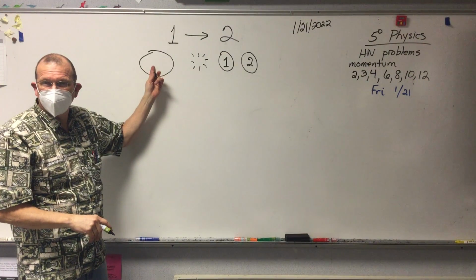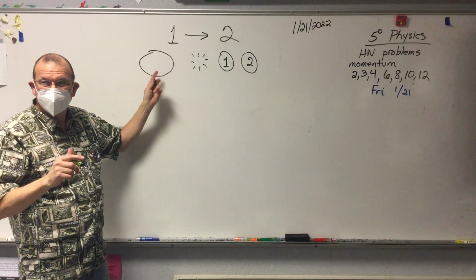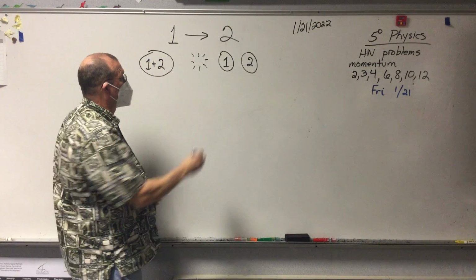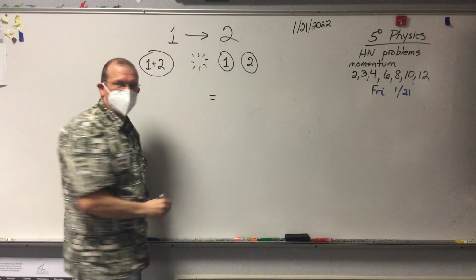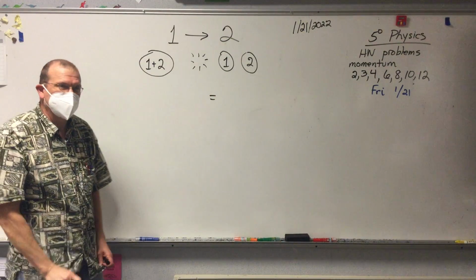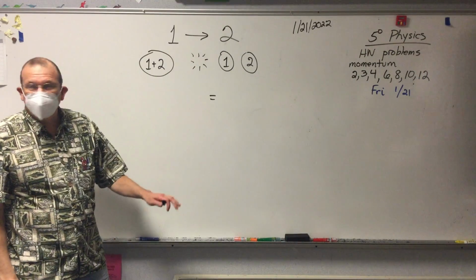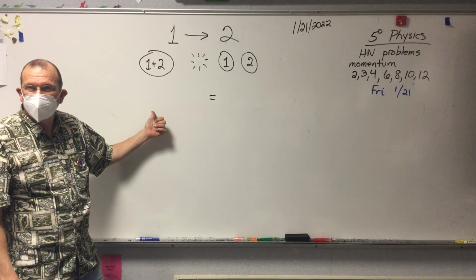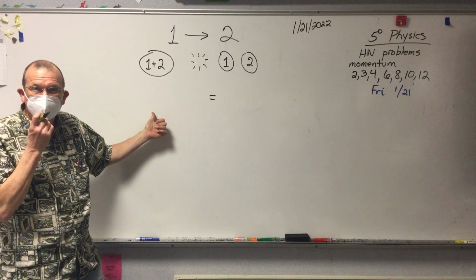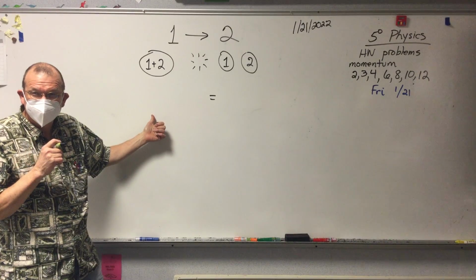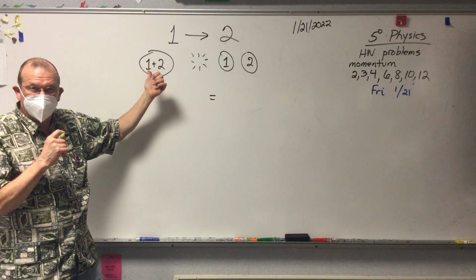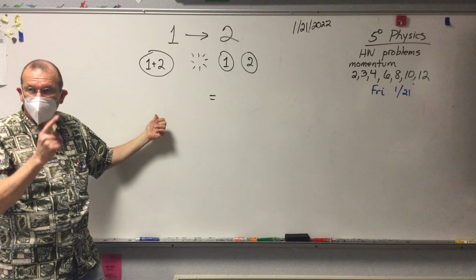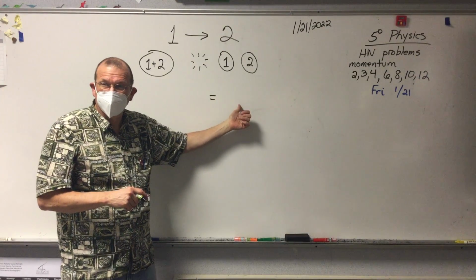What goes over here then? 1 plus 2. 1 plus 2. Okay? So if I go, let's come up with the math for this. How many terms will I have on the left? How many objects do I have here on the left? One. So how many terms will I have? One. How many will I have over here?